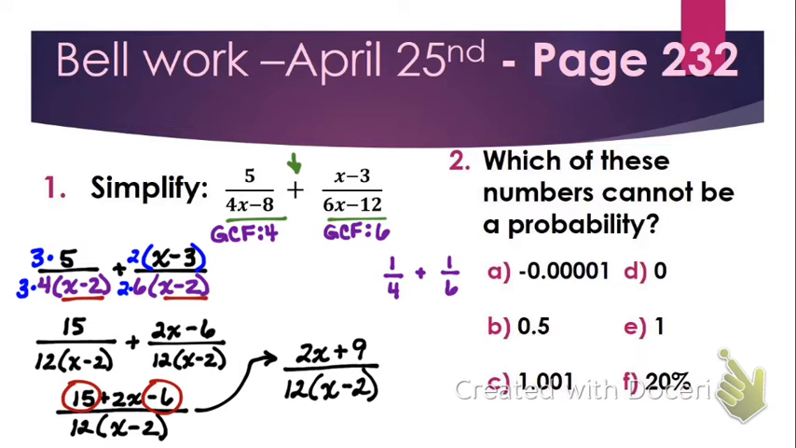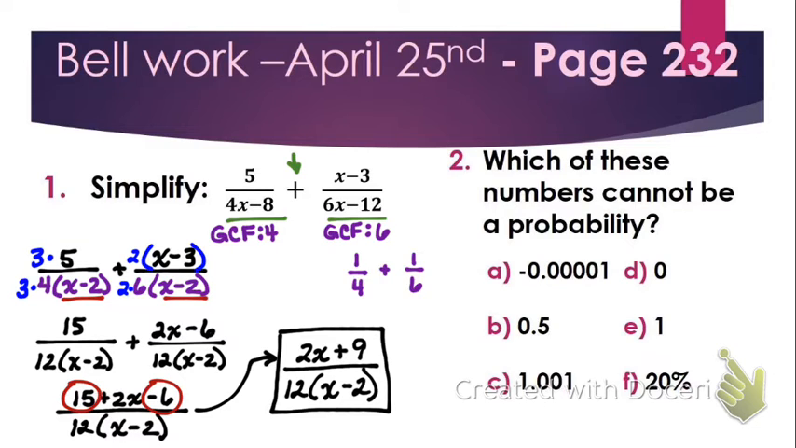Can this reduce at all? No. So that would be my final answer. If you had 24 instead of 12 as that number out in the front, you'd be able to find a common factor of 2 in the numerator, a GCF of 2 that you could pull out and reduce it with.